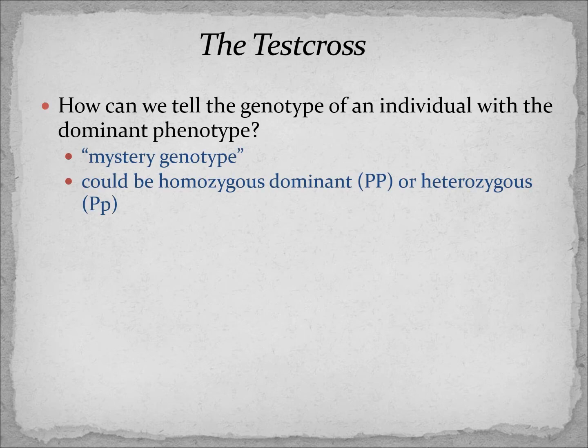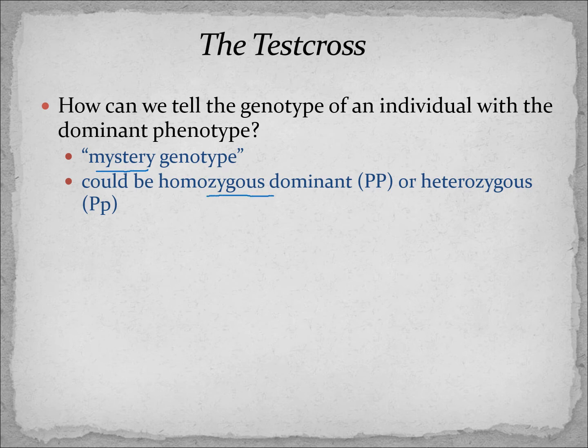So what we just did was a cross between two individuals in which we knew the genotype. Now, we're not going to always know the genotype, so we must do a test cross. There are instances where we wouldn't know the genotype, and this is what I call the mystery genotype. Okay, so it's a mystery.